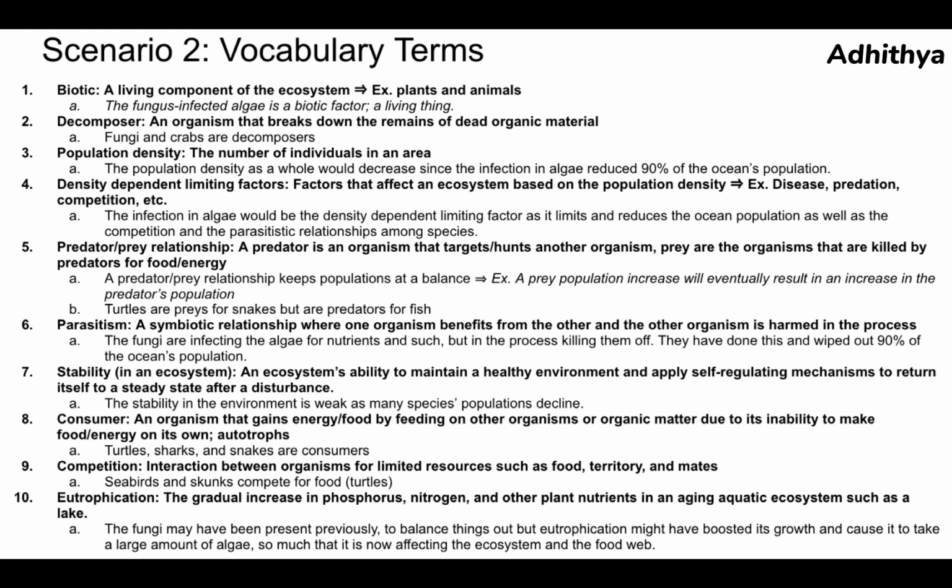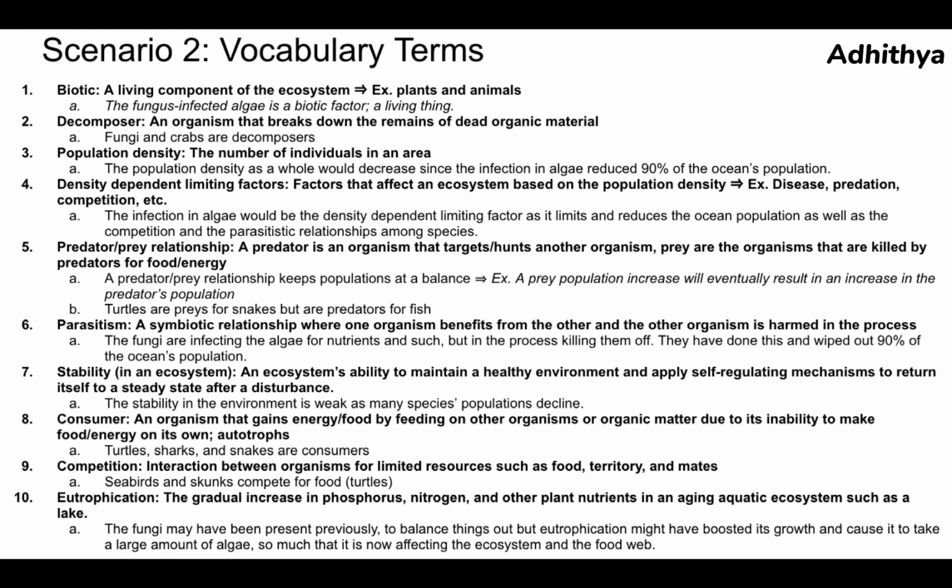Predator-prey relationship. A predator is an organism that targets/hunts another organism. The prey are the organisms that are killed by the predators for food/energy. A predator-prey relationship keeps population at a balance. Example: the increase in the prey's population will eventually result in the increase in the predator's population.